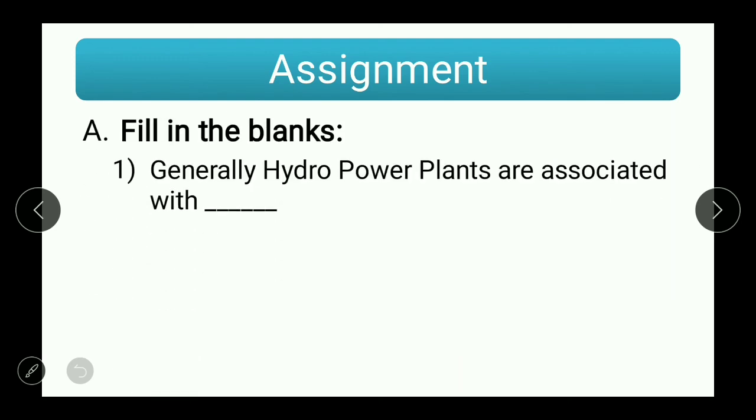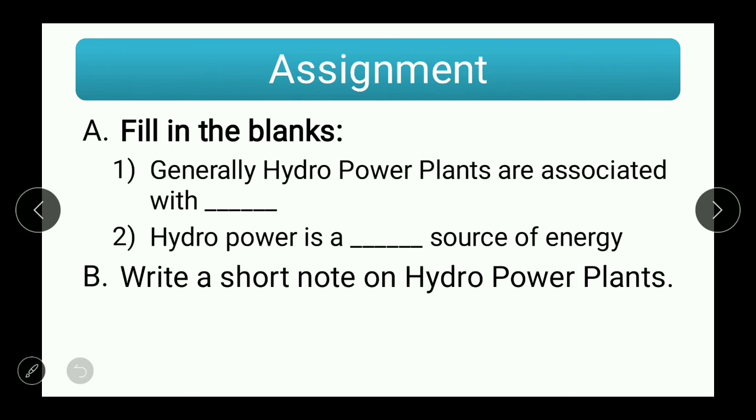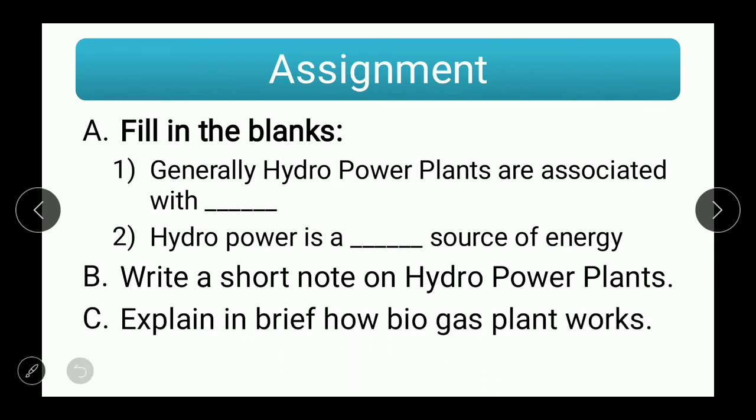Now let us see the assignment. In assignment there is fill in the blanks. Generally, hydropower plants are associated with dash. Second fill in the blank. Hydropower is a dash source of energy. I repeat, hydropower is a dash source of energy. Then question number B is write a short note on hydropower plants. And question number C is explain in brief how biogas plant works. So these are the three questions that you have to solve. So that was assignment for today.